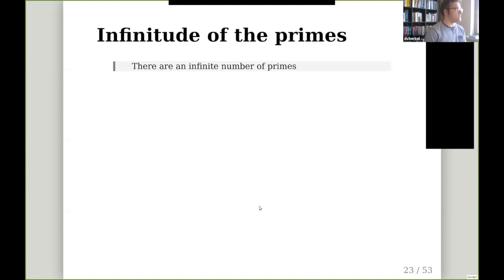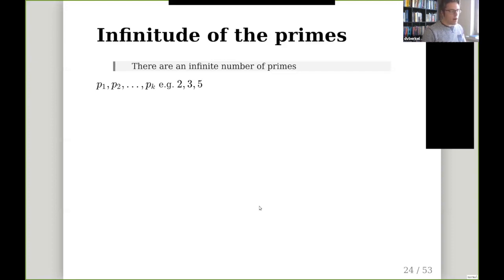And this is also a very old theorem. It's attributed to Euclid, who did a lot of things with geometry. And his proof basically goes like this. Let's say we have a charlatan saying that he has a finite list of all the primes. Let's call them P1, P2, up until Pk. For example, somebody claims that all the primes are just 2, 3, and 5.